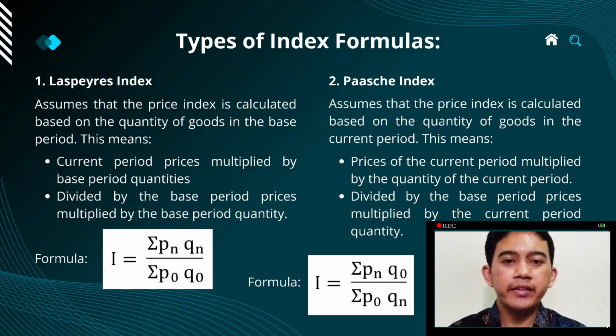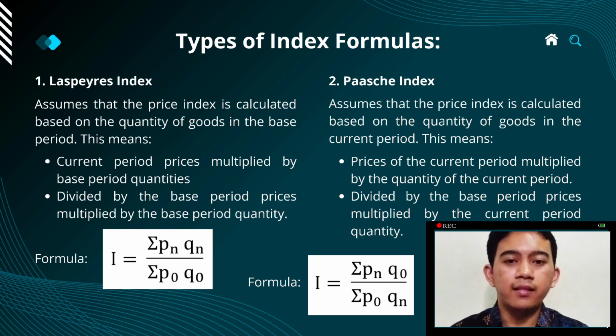Next is about types of index formulas. One commonly used method is the Laspeyres index, which assumes that the price index is calculated by retaining the quantity from the base period. In the method, the prices of the current period are multiplied by the quantity in the base period, and then summed. The result is divided by the sum of the prices of the base period, which is also multiplied by the quantity of the base period. Mathematically, the Laspeyres index formula can be seen on the screen in the PPT.